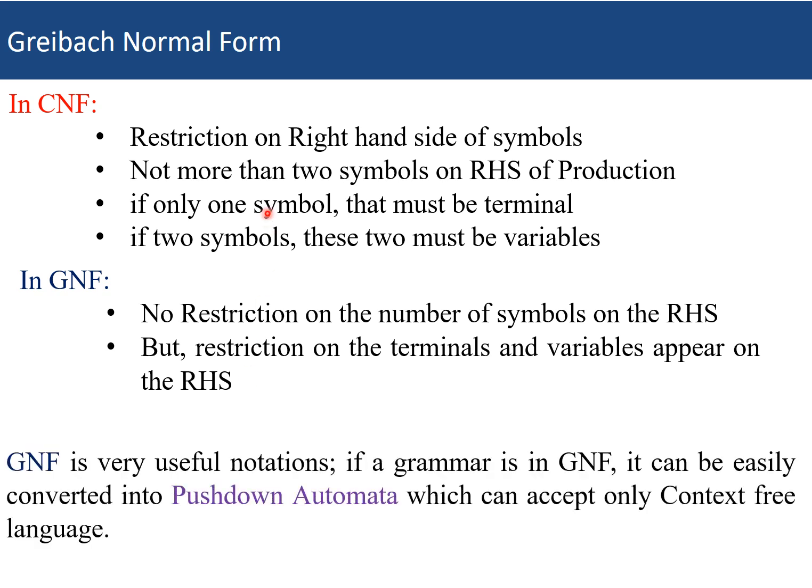Once you understand the difference between CNF and GNF, let us move on to what is the use of GNF. As I told before starting this slide, if a grammar is in GNF, it can easily be converted into a pushdown automata, which can accept only context free languages. So if you want to convert any grammar into a pushdown automata, that grammar should be in GNF. That is the most important application of GNF.